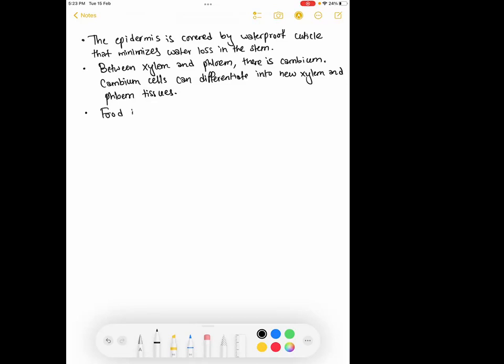Food is stored in the cortex and pith. That's it.